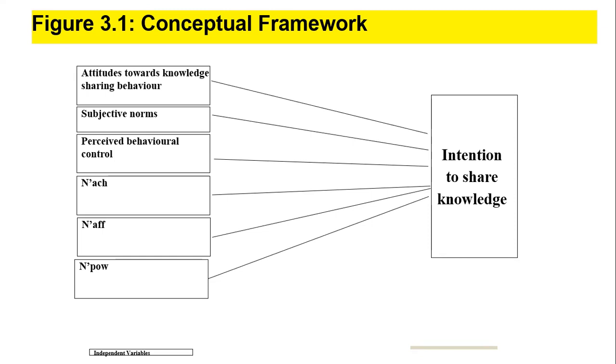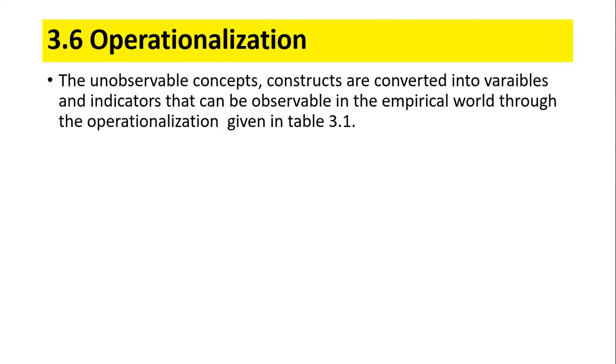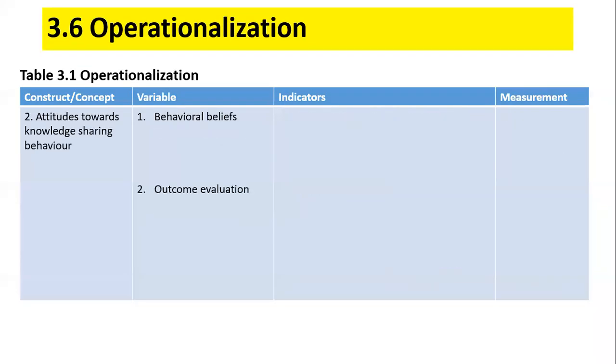the independent variables. There are six independent variables: attitude towards knowledge sharing behavior, subjective norms, perceived behavior control, need for achievement, need for affiliation, need for power, right? I have not completed it, but I just put in attitude towards knowledge sharing behavior.